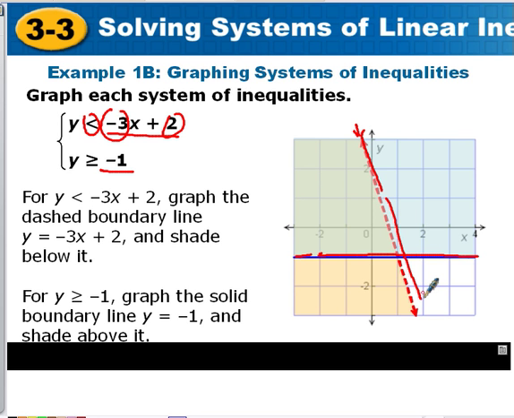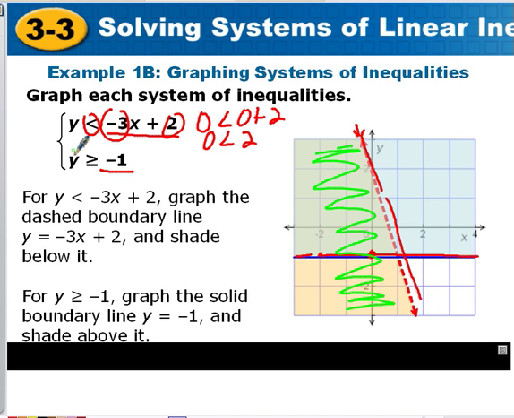All right, which side of the line? Well, y is less than this line. Which side is the less than side? Well, if you're not sure, again, you can test this point 0, 0. If I plug it in, I have 0 is less than negative 3 times 0 is 0 plus 2. 0 is less than 2. Is that true? It is. So that means for that line, we're going to shade this side.